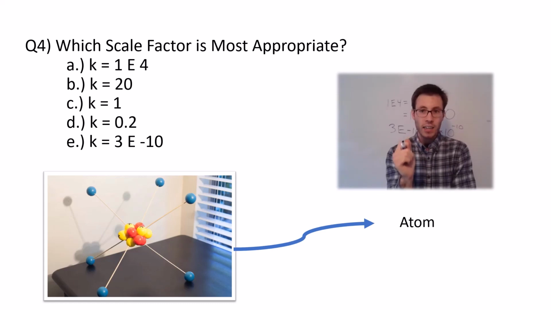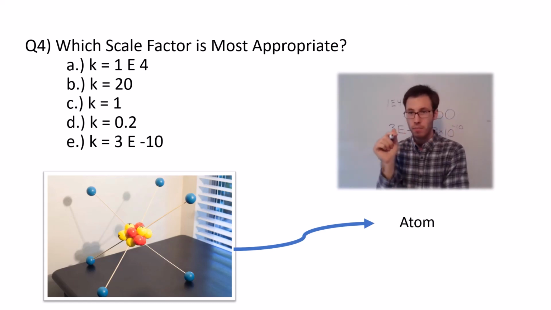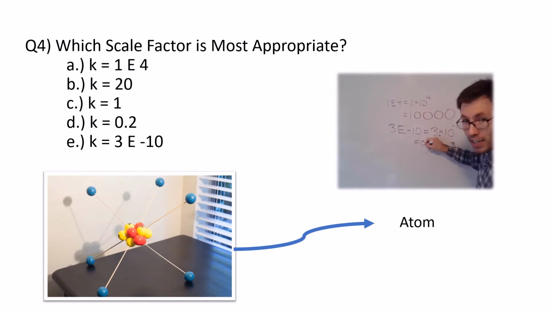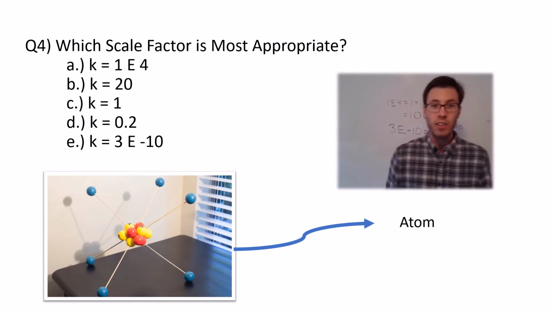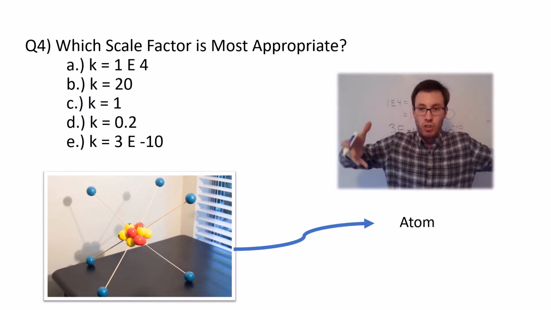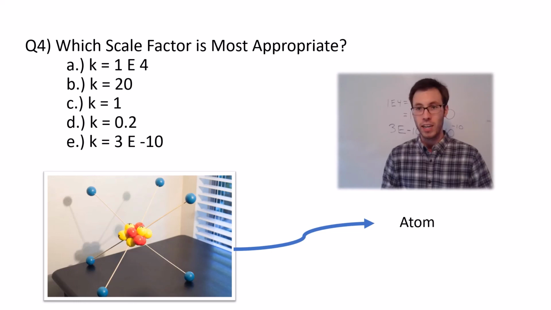You're counting 10 units from the value right here on our 3. We're moving 10 units to the left. I'm counting 1, 2, 3, and I'm going 10 units, and I'm ending here. That's an extremely small number. So for this one, the scale factor that is most appropriate here is option E. We're taking that model and we're reducing it a kajillion times. We're getting it smaller, okay? So that option would be E here.